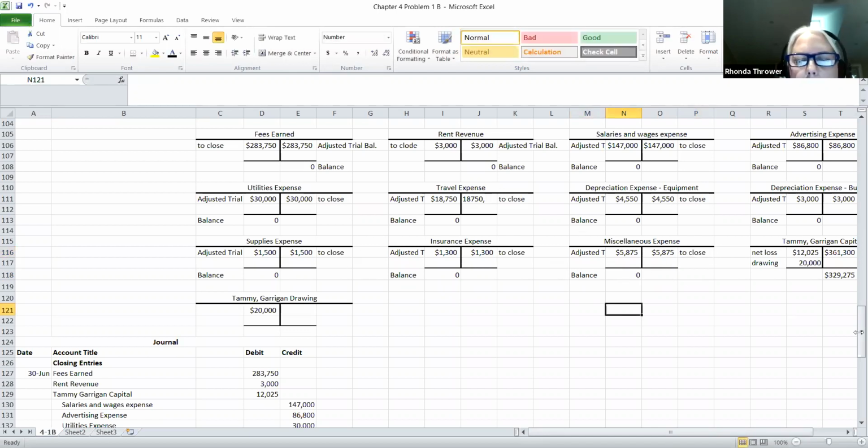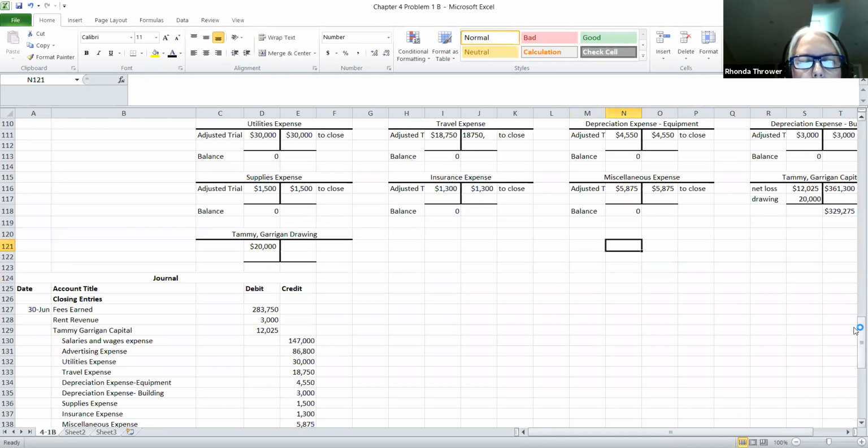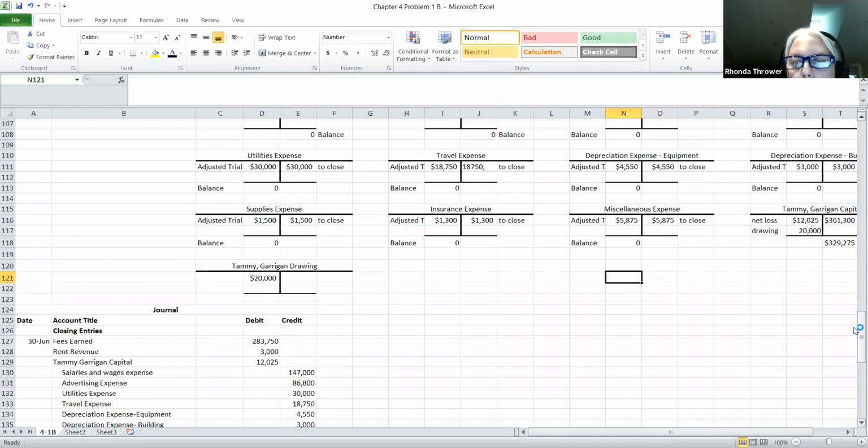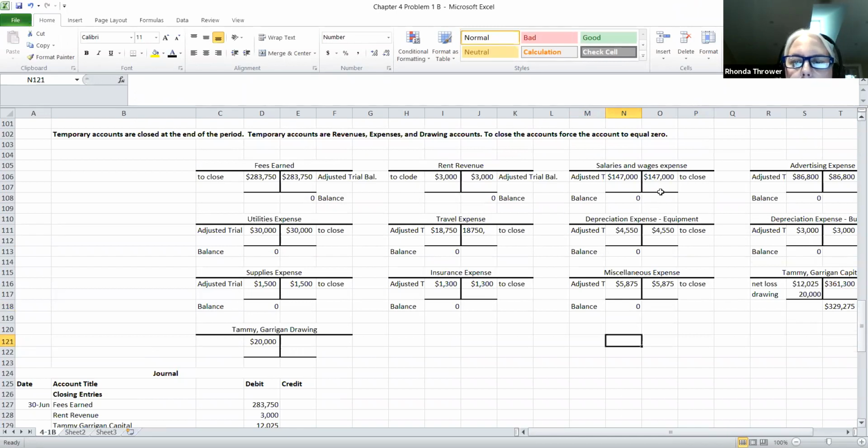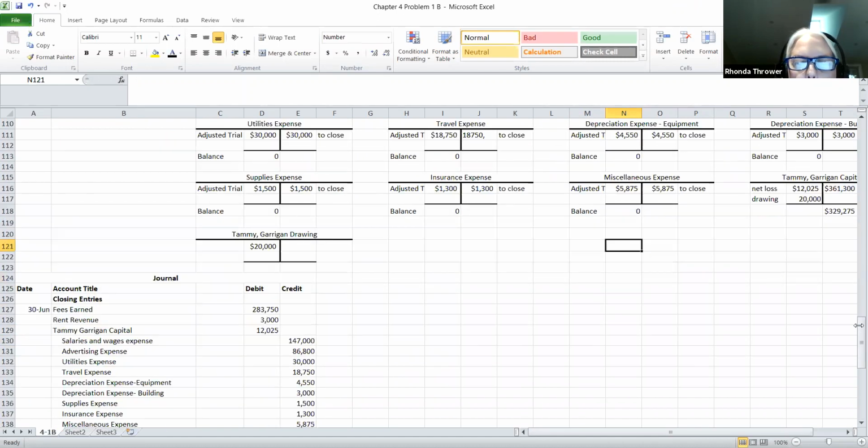All right, so what I did is I zeroed out all of my expense accounts. And when you zero out your expense accounts, when you close them, you're crediting them. So you see here how I credited $147,000 to my salary expense. To close it, I'm putting that in the credit side.